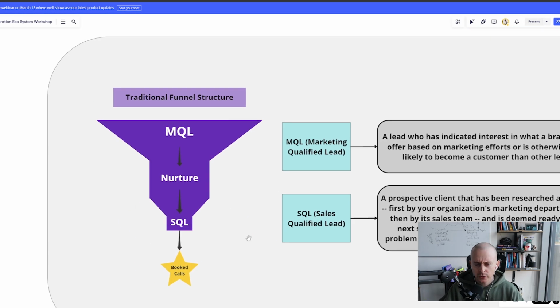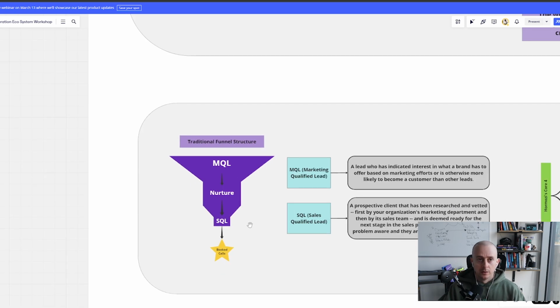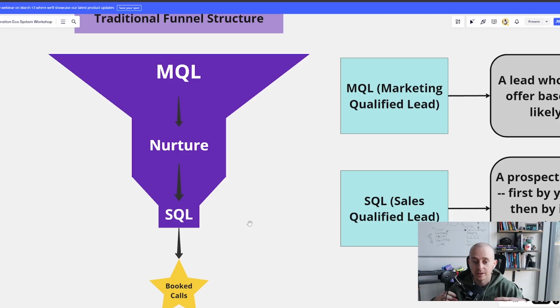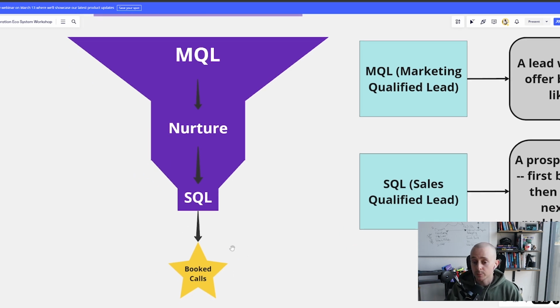Now, traditional funnel structure. How do we create this trust? Well, we have to understand this traditional funnel structure. If you guys have ever seen a funnel before, it looks something like this. We have a large top of funnel, then we have nurturing in the middle, and then a very narrow bottom of funnel, because not everyone that hears about us or that we bring into our ecosystem of lead gen is going to convert, which means the bottom of the funnel gets smaller. And the goal here is booked calls, because we're talking about lead generation. We're not necessarily talking about a sales conversion. We're talking about just getting a qualified prospect on a booked call with us.